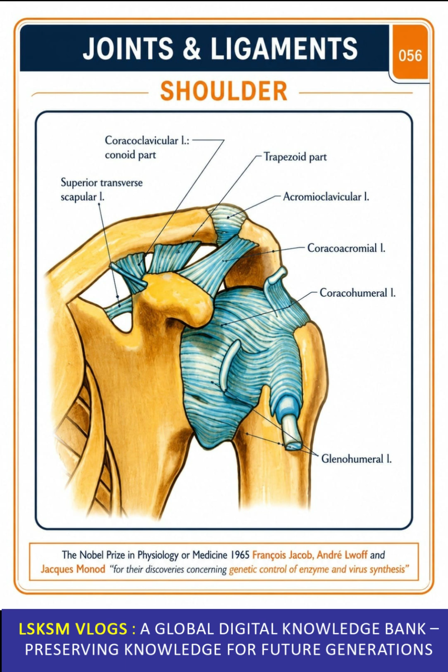Shoulder. The shoulder joint is a ball and socket joint with the greatest range of motion in the body. Ligaments and muscles provide stability while allowing flexible movement.